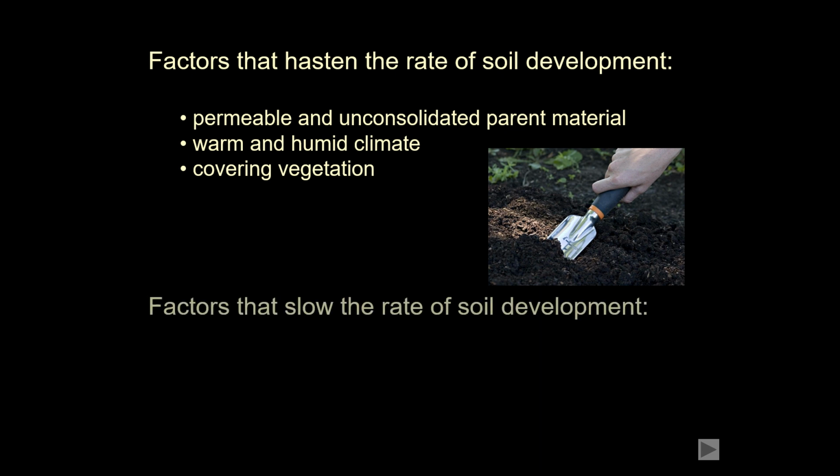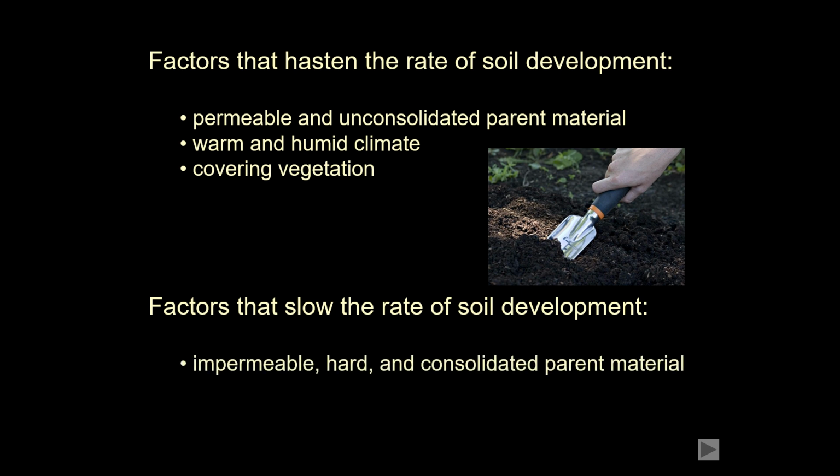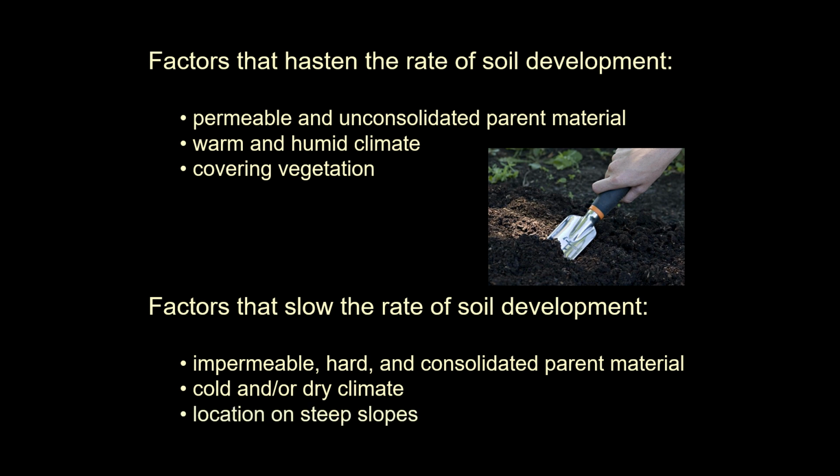Some factors that slow the rate of soil development include, sort of the opposite of the earlier examples, impermeable material that makes it difficult for water to move down through soil layers. Hard and consolidated parent material, like rock right at the surface. Cold, dry climates, so you take away heat or moisture or both, and that slows down the rate at which soils form. And finally, location on steep slopes.